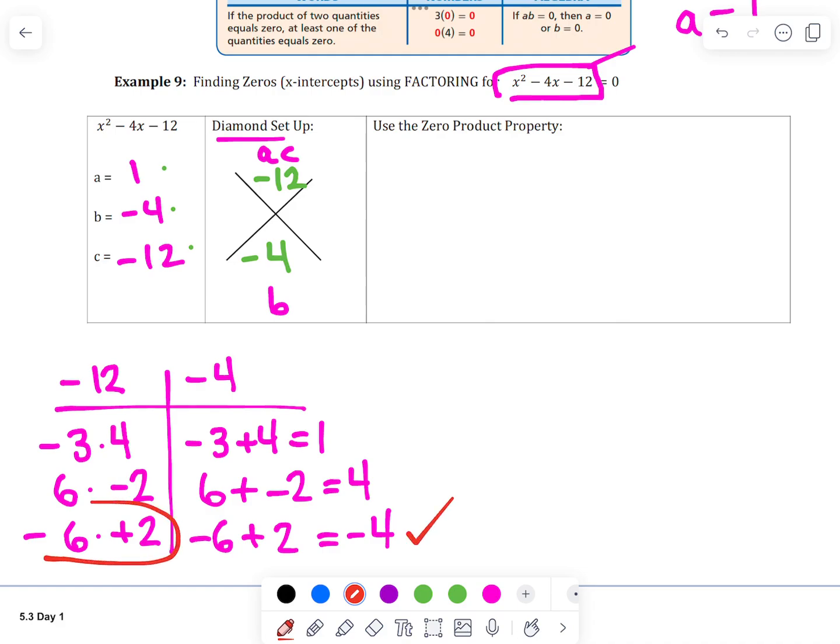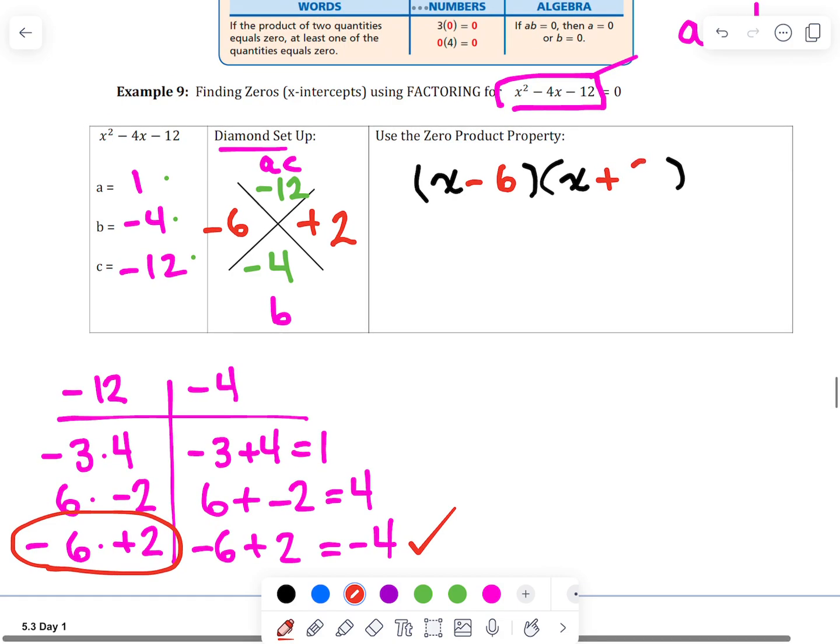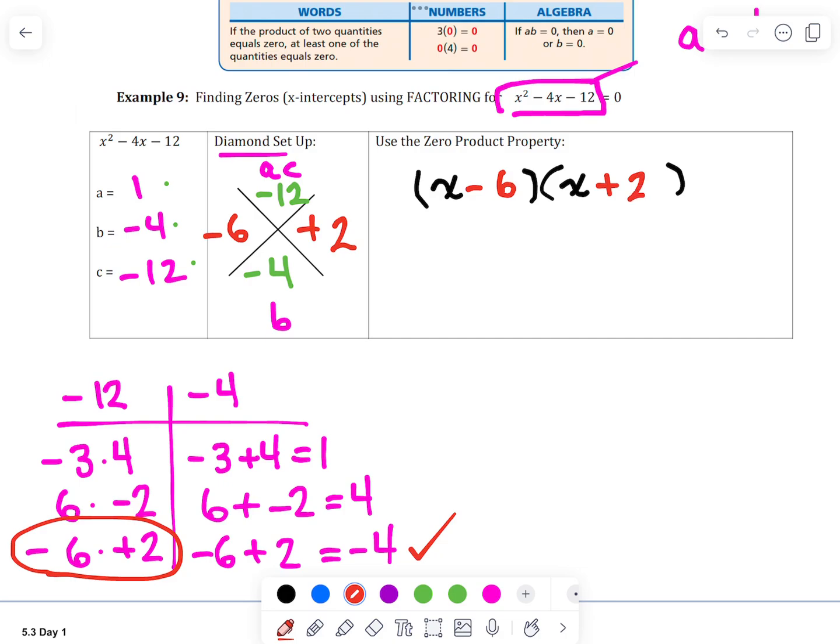So these are the numbers that go on the sides of the diamond: negative 6, positive 2. So now I'm going to write the factored form. We have our binomial and binomial, and then the sides of the diamond make up the other two numbers. So that's what we've done in our previous lesson. What we're going to do now is change it to an equation. So we're going to say equals 0.